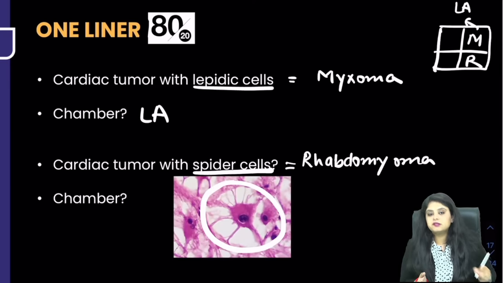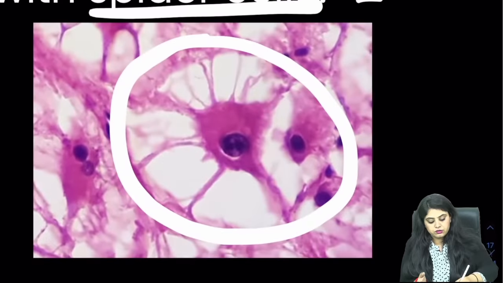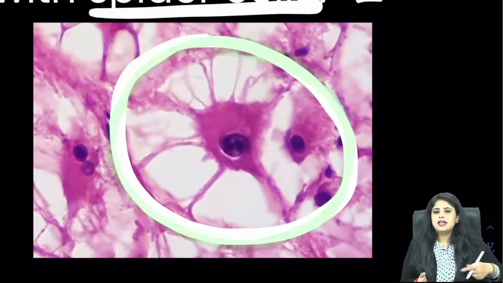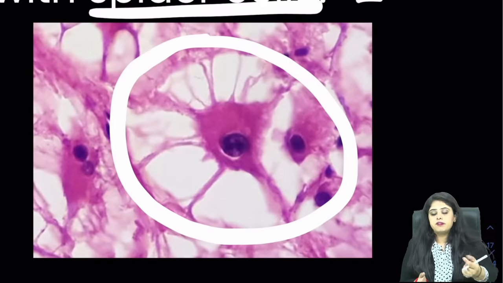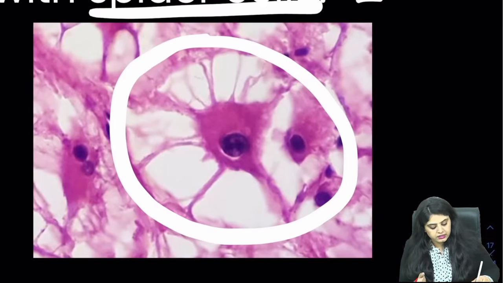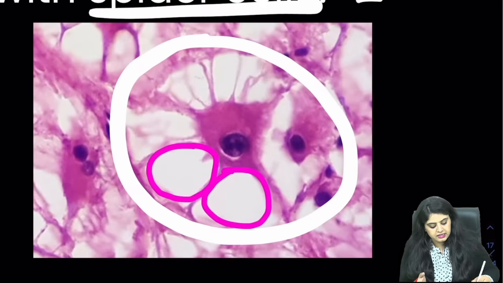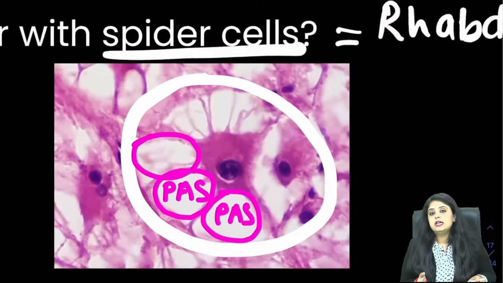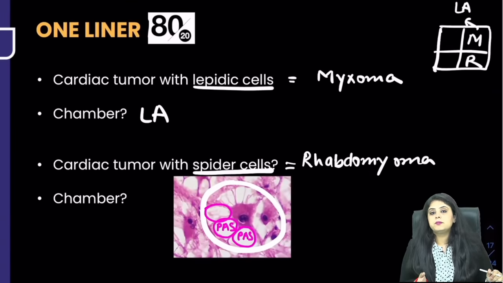This classical spider cell, everyone can visualize it, looks like a beautiful spider web. INI exam, one step ahead. Why is it looking like a spider? What are these empty spaces? What is the stain that you will pick up here? What are these empty spaces positive for? They are PAS positive. So the spiders are positive for PAS.